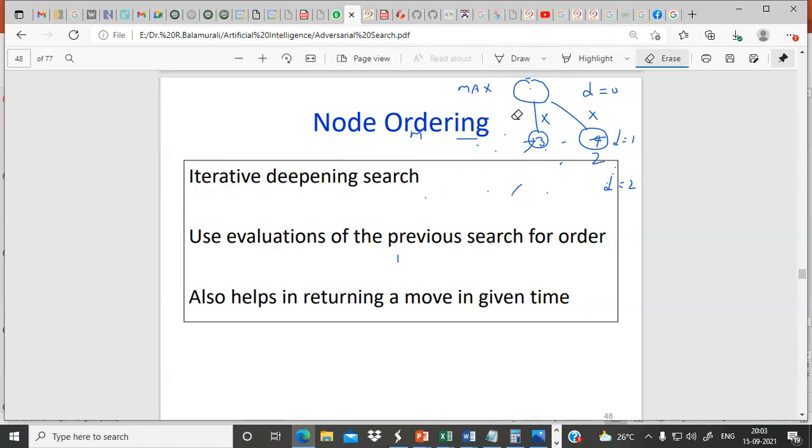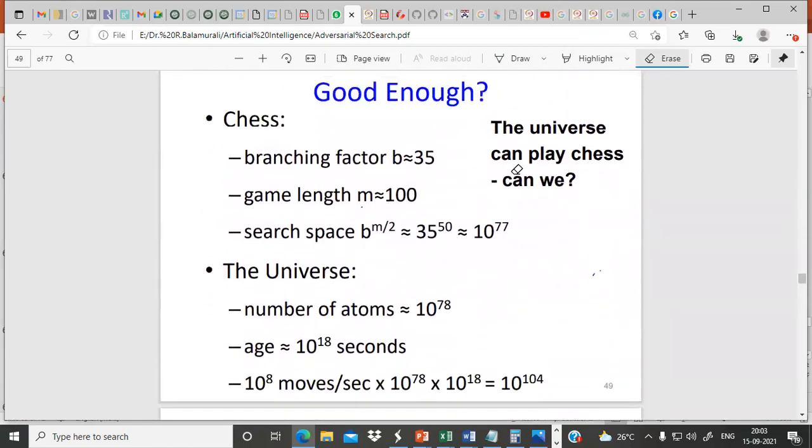But reordering still provides great advantage. We have to reorder, then only can we reduce the time complexity. Let us assume that somehow we reordered, and we are able to achieve the time complexity of order of b to the power m by 2. If we achieve this and apply it to the chess game, how many states will it create? This number of states is lesser than the number of states in the universe. So it means that with this much power, now we can solve this chess game.